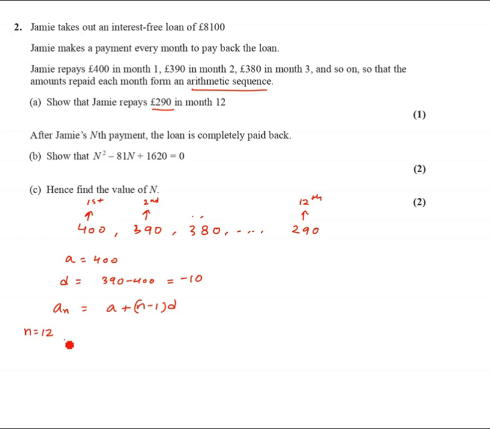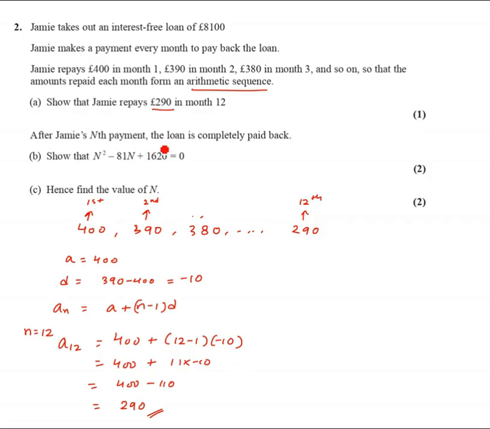Both ways are correct. So a_12 will be, first term a is 400, plus n is 12 minus 1, times d is minus 10. So if we simplify this, 400 plus 11 times minus 10. So it will be 400 minus 110. So this will give you 290. That means this is correct.